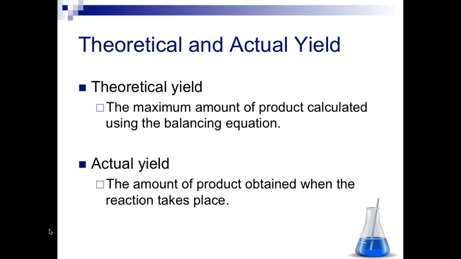So theoretically, if everything were to go okay and you were getting everything that you were supposed to as your product mass-wise, that would be your theoretical yield. Actual yield is, after the reaction has been completed, the amount of product obtained when the reaction actually takes place.